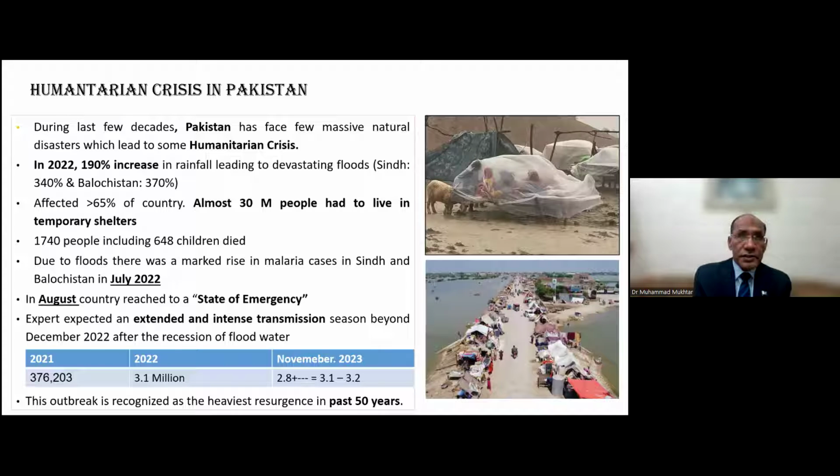In 2021, we had 375,000 cases in the country, but after the flood, this number dramatically increased to 3.1 million. And even in 2023, as a consequence of this natural humanitarian crisis, we still had more than 2 million or 2.5 million malaria cases in the country. This outbreak was recognized as the heaviest resurgence in the last 50-year history of the country. Please, next.